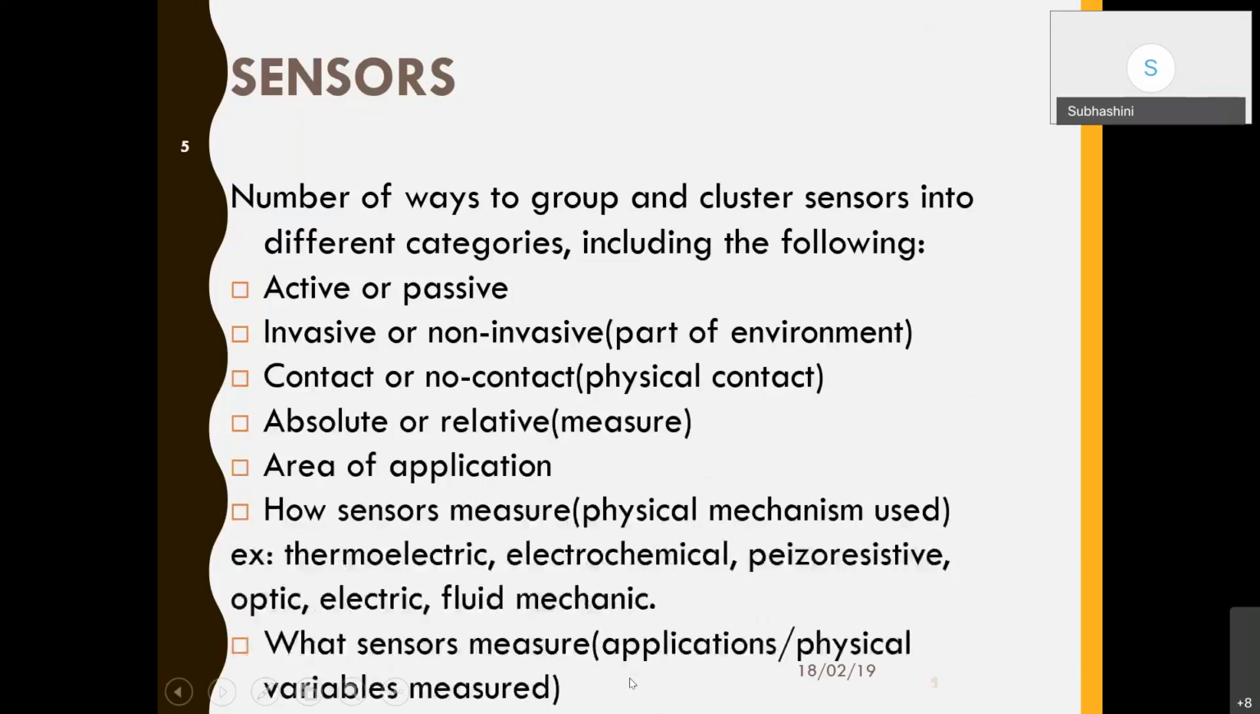And moving on to types of sensors, there are different categories of sensors as you can find: active or passive sensors, and invasive or non-invasive depending upon the type of environment where they're used. If they need to be set up inside the environment, then you call it invasive, otherwise non-invasive. Contact or no contact: if you want to measure some activity, should the sensor be attached to the device or not? Then you have absolute or relative: should it give the measured values exactly, or is some relative measurement okay? Then you have the area of application, where they are used. And the last one is what type of data they measure, the physical quantity which it measures. So these are different categories of sensors.